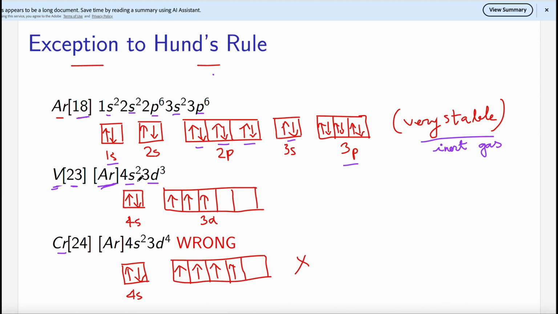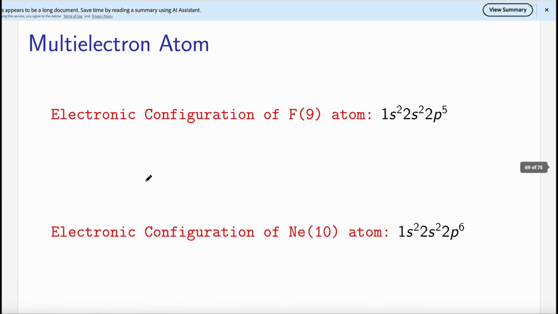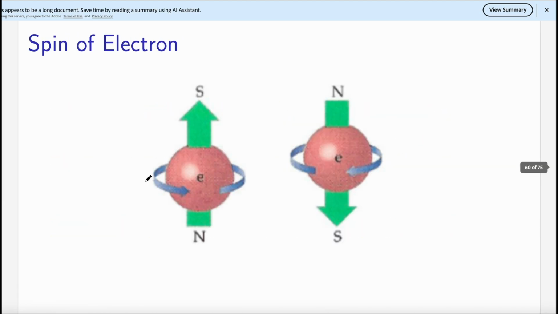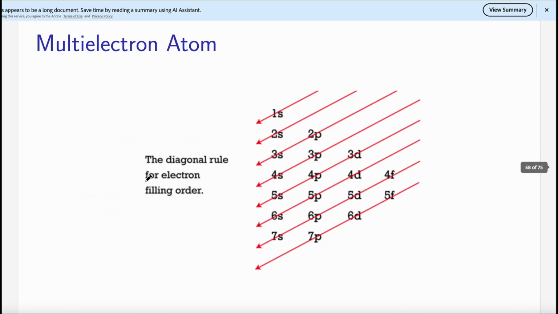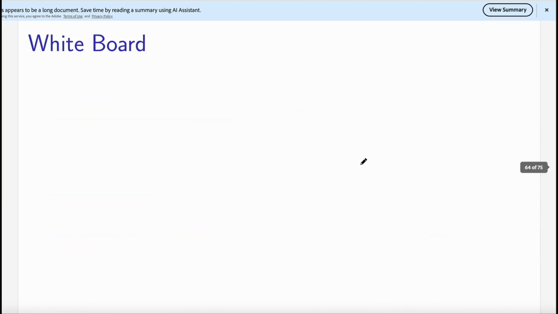Argon we know, and after that we have to go to the Aufbau principle. According to the Aufbau principle, after 3p the 4s will be filled up, and after that 3d will be filled up. So that is what we are going to do here.